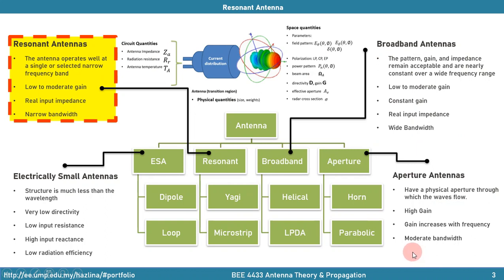single frequency. While this kind of antenna has real input impedance, it however comes with a trade-off in the frequency bandwidth and having low to moderate gain. Throughout this session, we will look into two types of resonant antenna, namely Yagi and Microstrip Antenna.